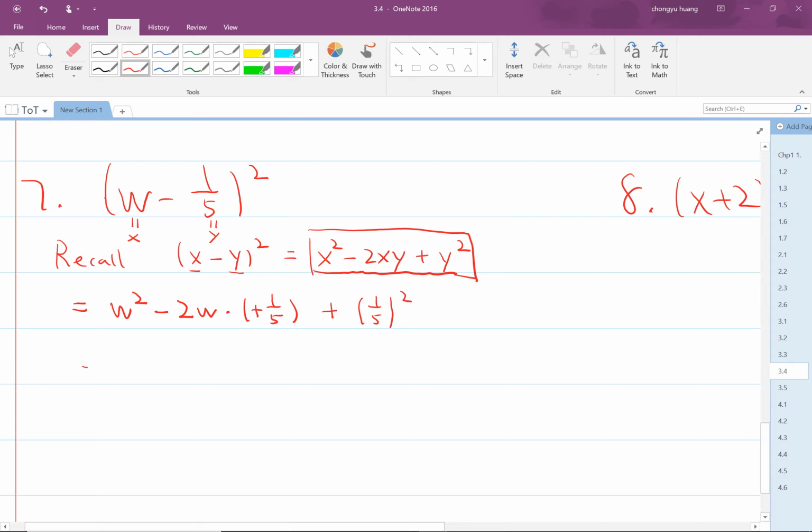So now we actually solved the problem, right? We have w squared, and we have negative 2 over 5 w plus 1 over 5 squared, which is just going to be 1 over 25, right? So now we have solved the problem for question 7. It's actually not quite difficult, right?